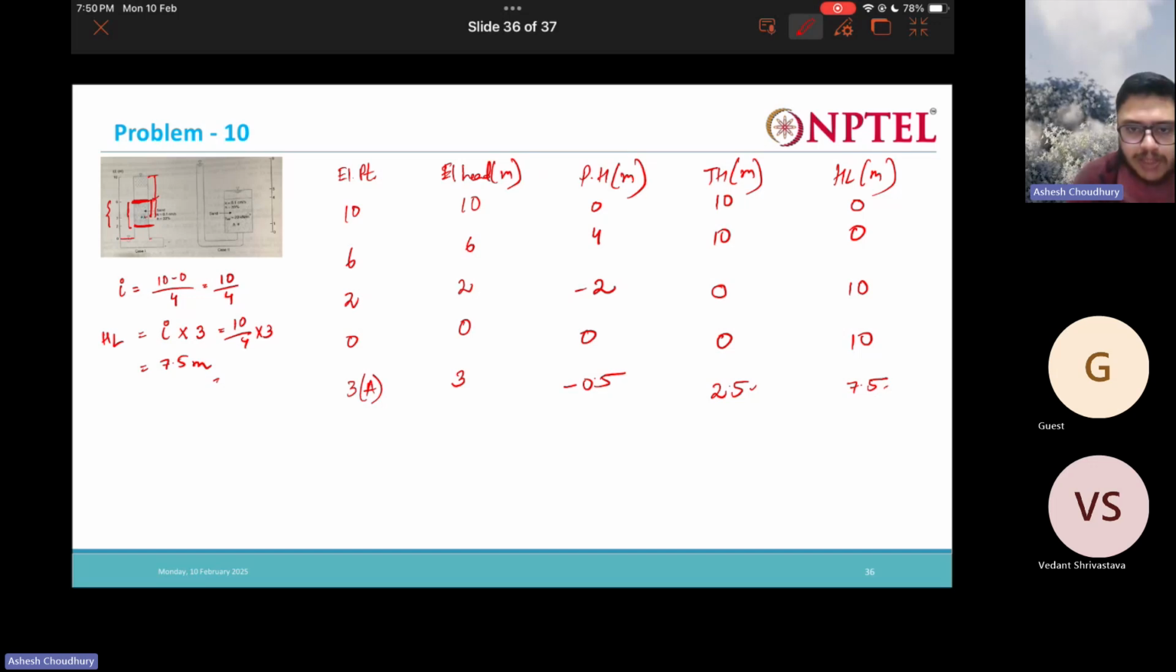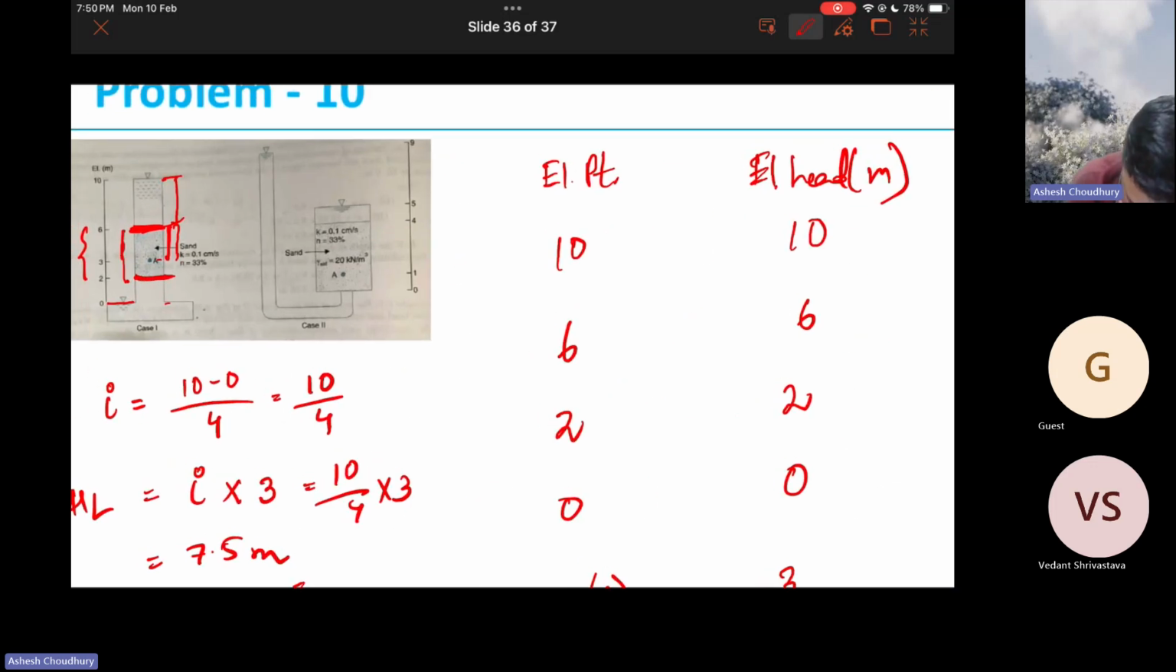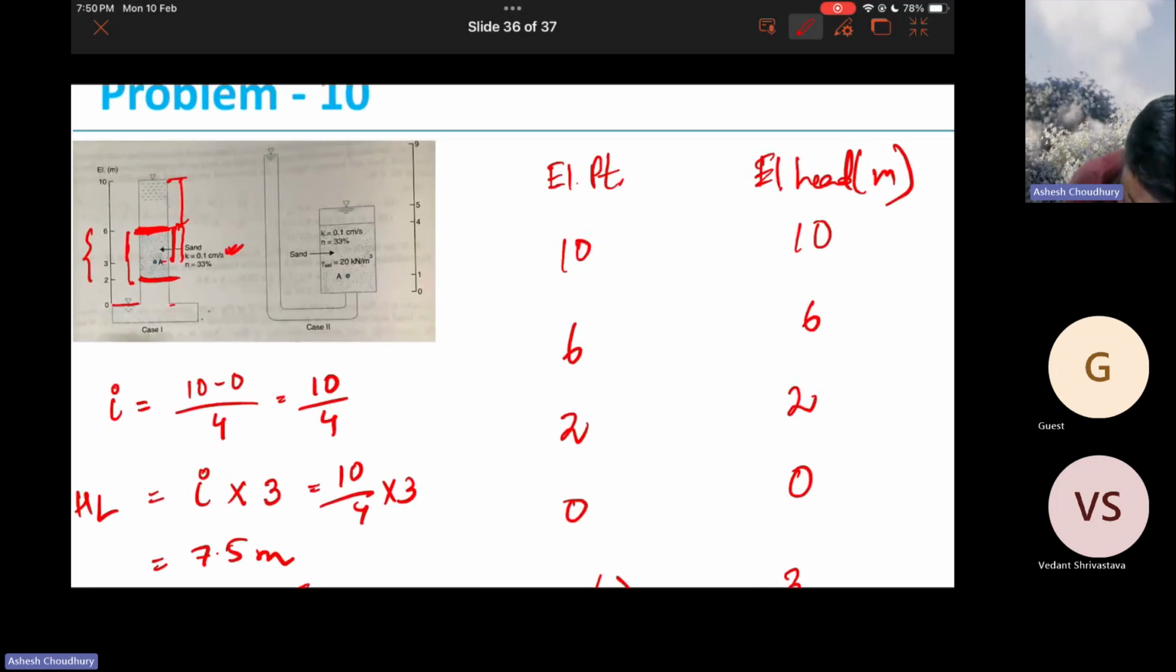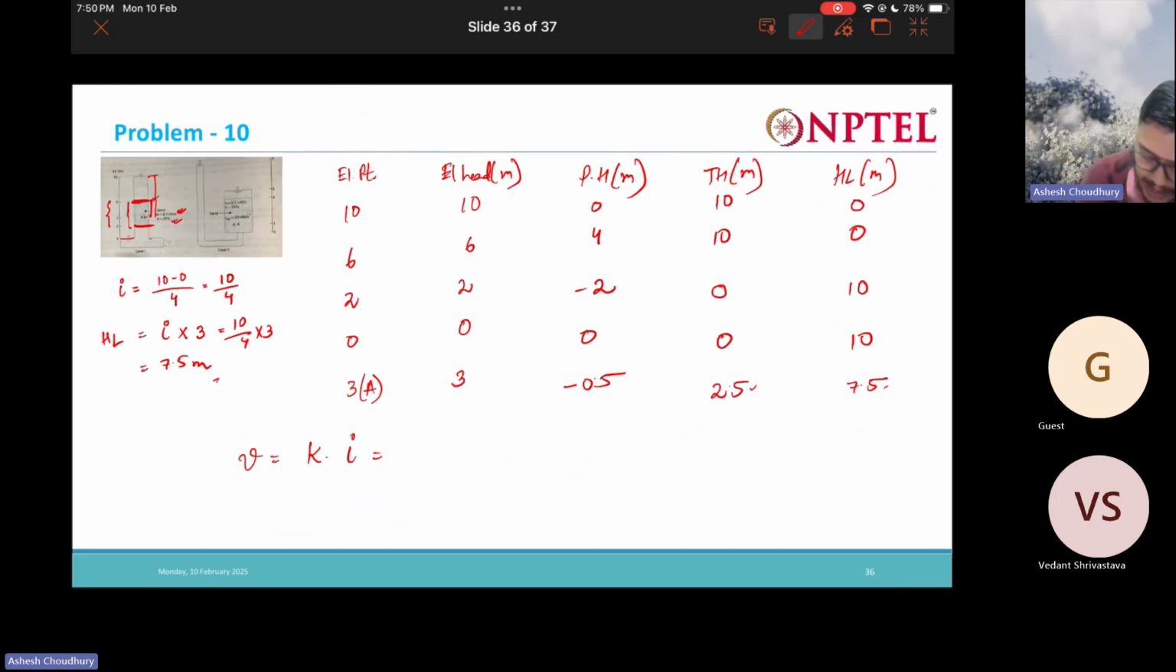Now the second part of the question was to find out the superficial and the seepage velocities. First let us find the superficial velocity, or the discharge velocity, which is V. V is again K into i. K is given in the question as 0.1 centimeter per second, and porosity is given as 33%. So K is 0.1 times i, which is 10 by 4, giving us 0.25 centimeter per second, our superficial velocity.